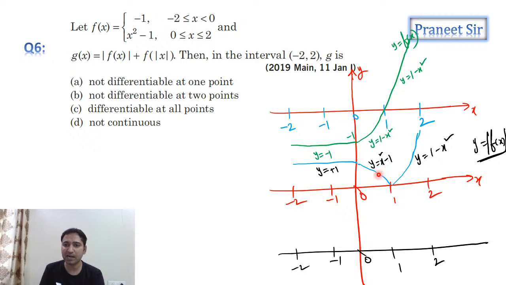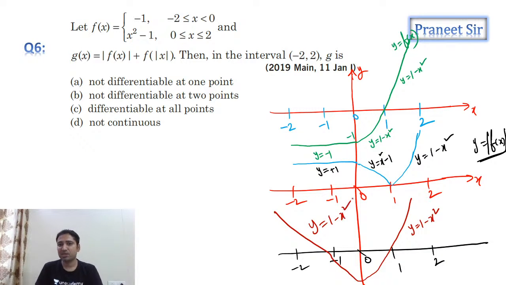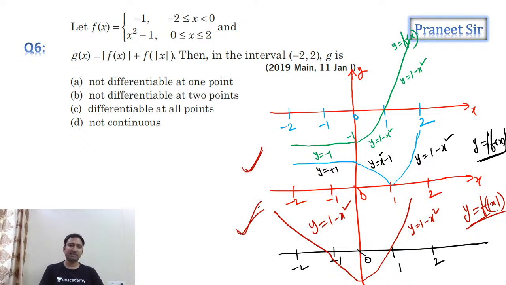That means this part again we'll write. On the right hand side also we should write the same graph. So if you draw this, we get it like this. This is y equals 1 minus x square. Even the right hand side will get the same thing. y equals 1 minus x square. Now we need to add these two graphs, guys. So this is y equals f of mod x. Let's add these two graphs and see what we get.